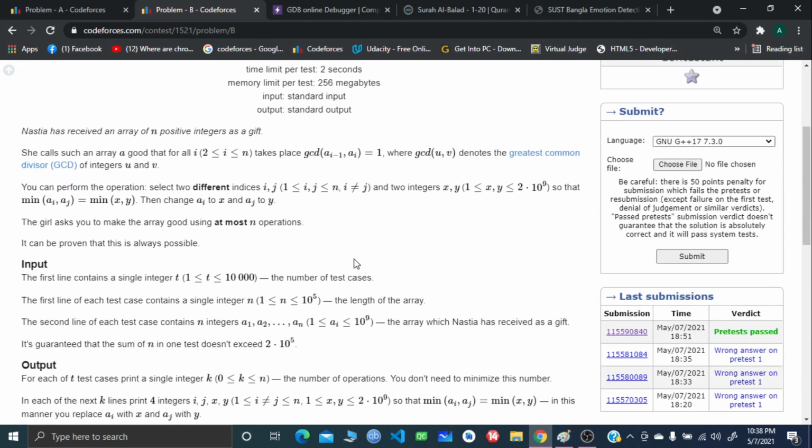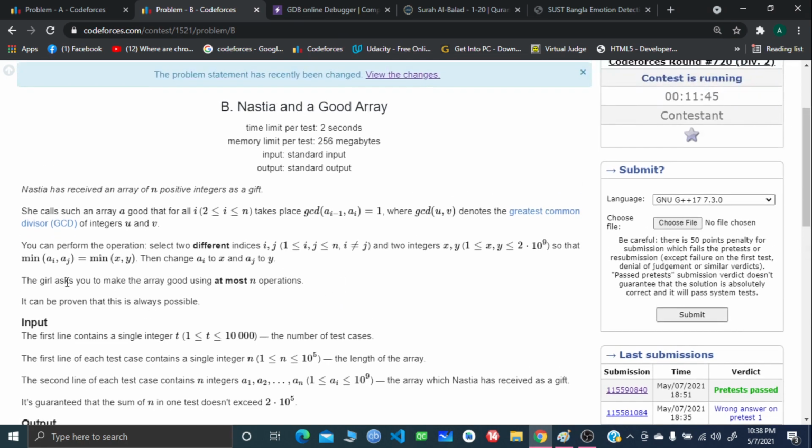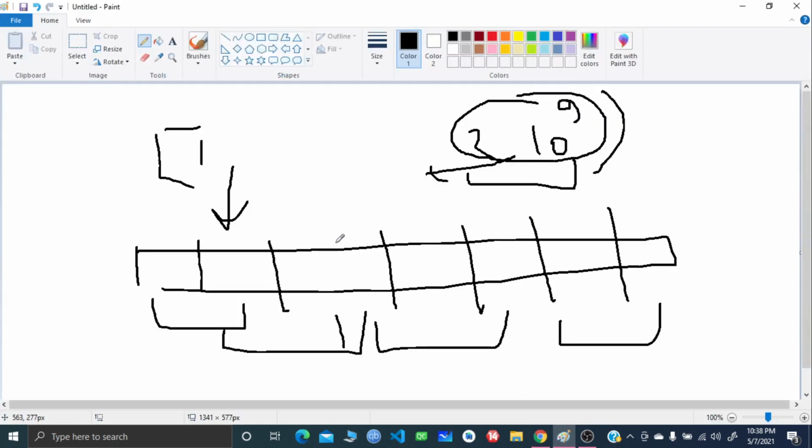And they have also stated that it's always possible to make the array good, and I have to use at most n operations. It's obviously always possible, because if I know any prime number, then any number, apart from that prime number itself, will have a GCD of 1 with it.